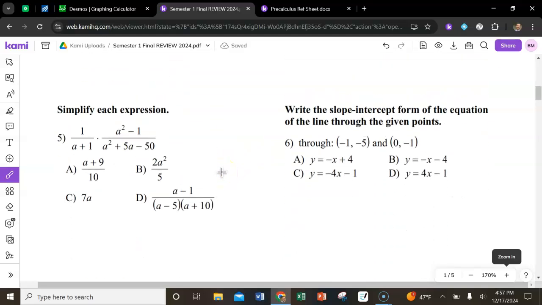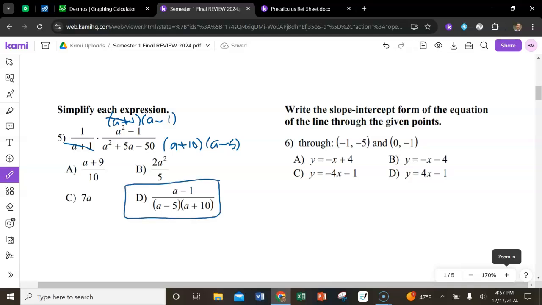Number 5, you want to factor everything as best you can. So that's a plus 1, a minus 1. This would be a plus 10 and a minus 5. And then you can cancel things that are the same on top and bottom. All you're left with is what we have for answer D. A lot of those clearly don't make sense. So D is the only one that looks like it's the right kind of thing there.